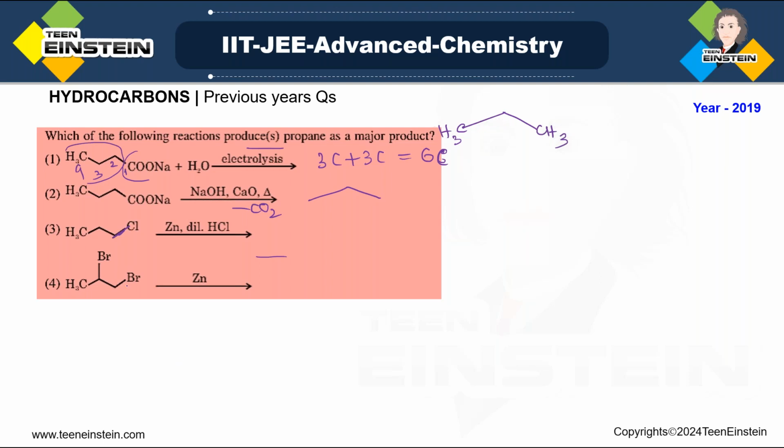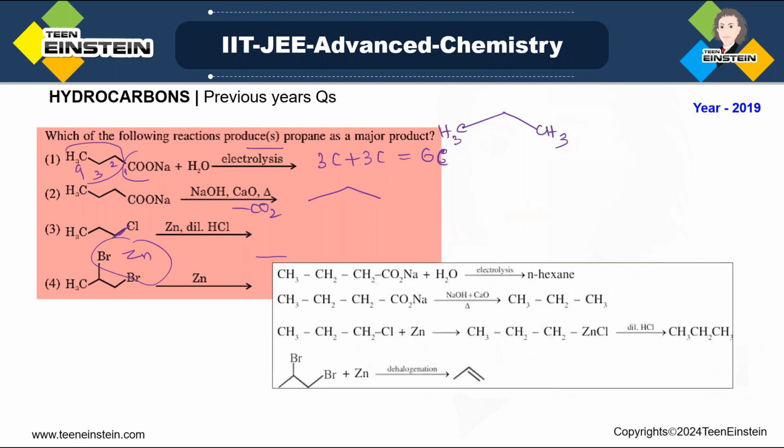What about the next one? When you treat any 1,2-dihalo compound with Zn, Zn combines with this and it forms ZnBr2. So you should get C=C double bond. That means this is not giving you propane as the major product. So this is the final result.